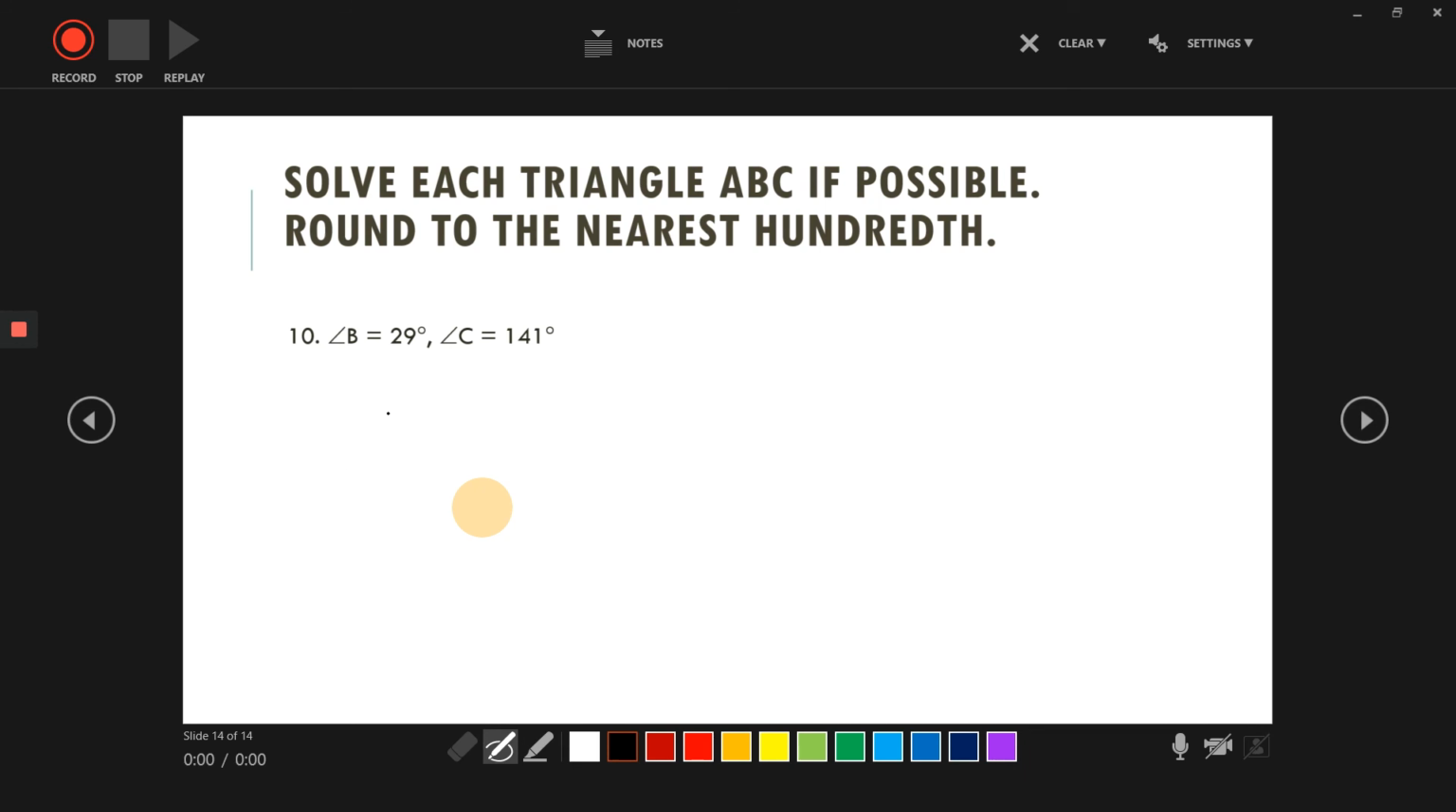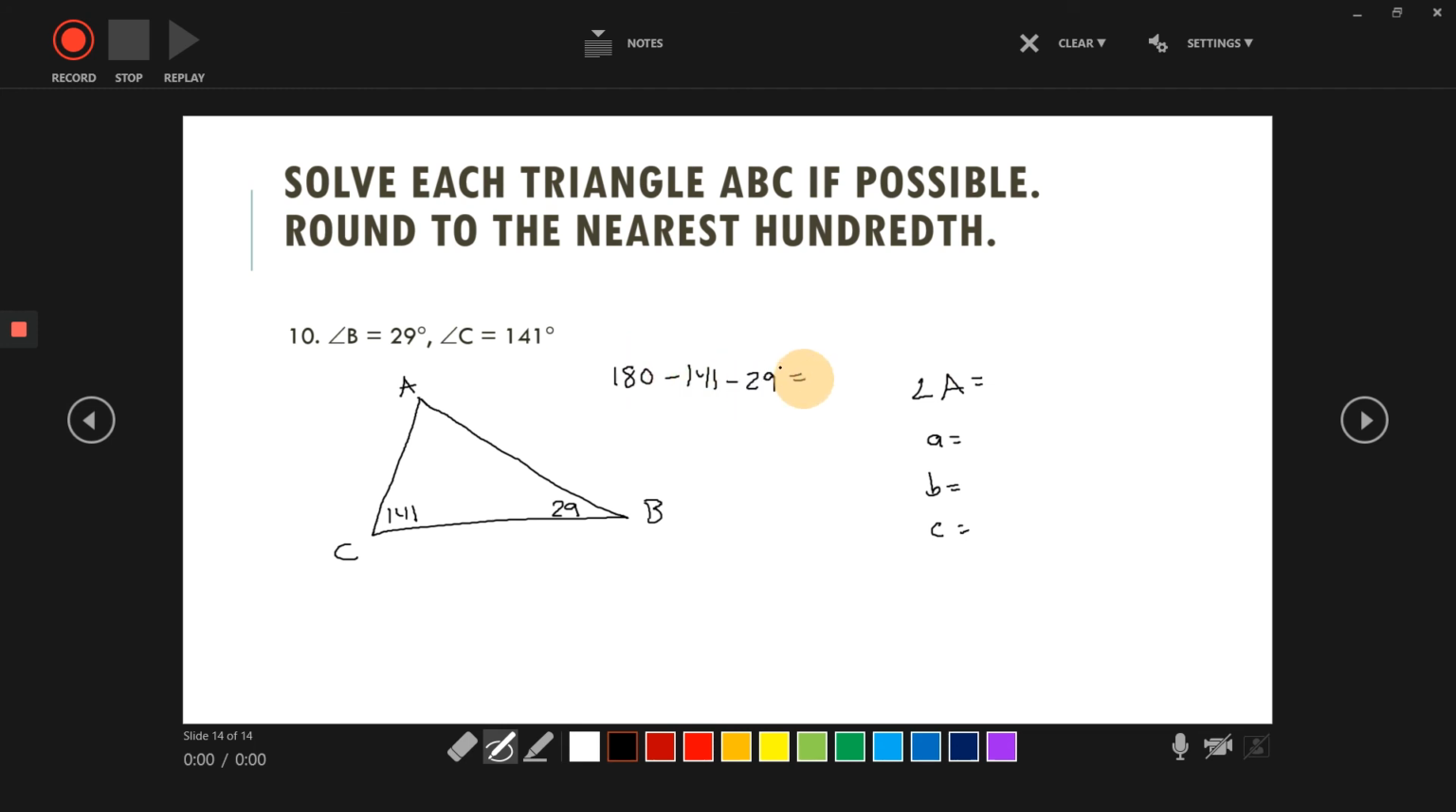All right, last problem. So in this problem, we're given angle B is equal to 29, angle C is equal to 141. We don't know angle A, we don't know side A, we don't know side B, we don't know side C. Angle A we could figure out. If you know the two angles, you know all three. Subtract from 180, right? So I'm going to do 180 minus 141 minus 29. Okay, and I get 10.